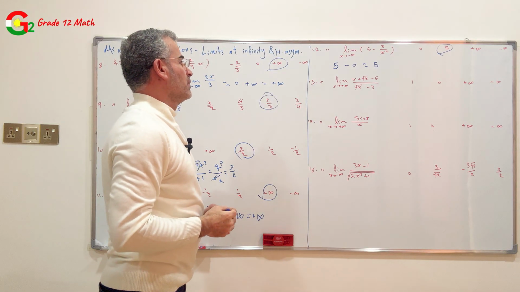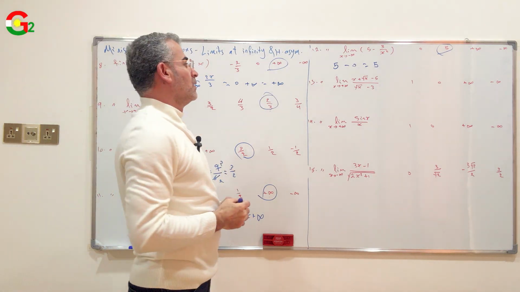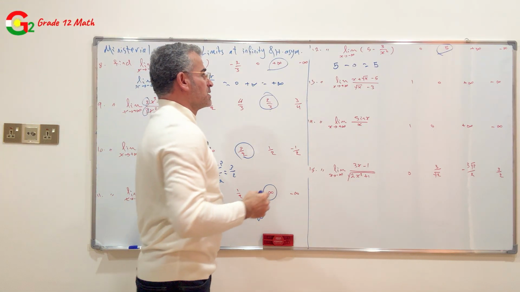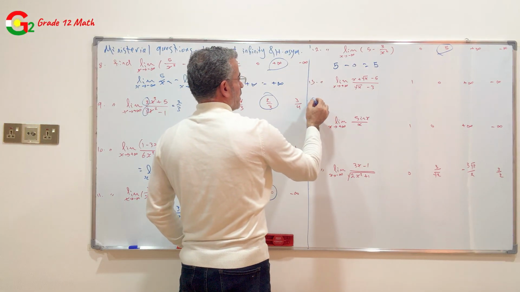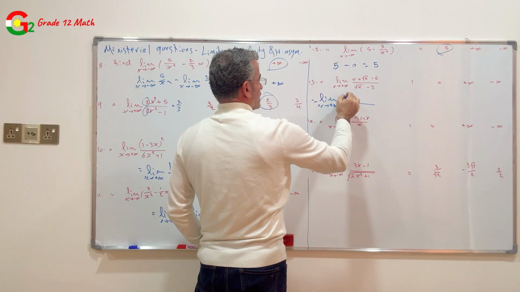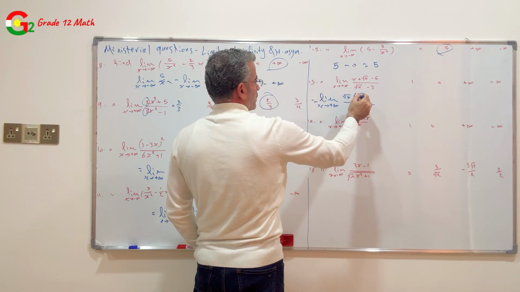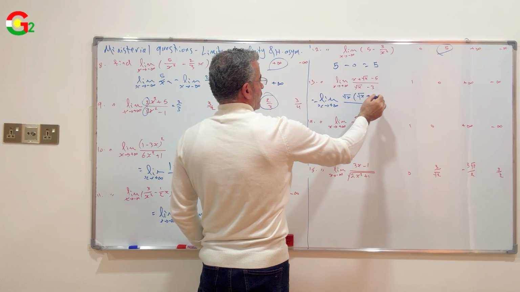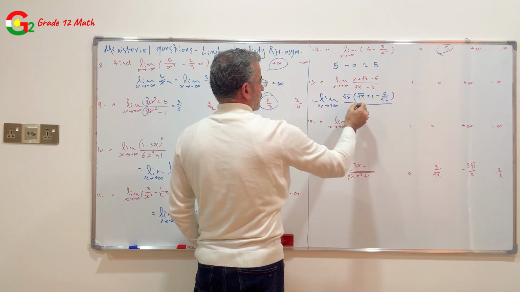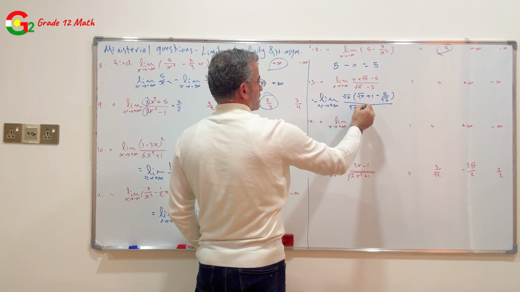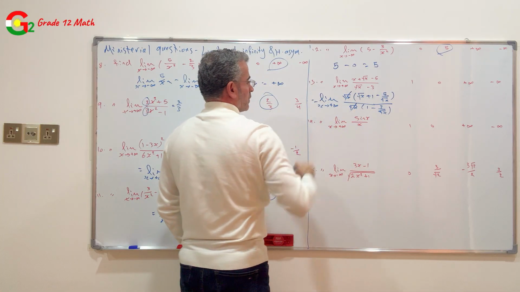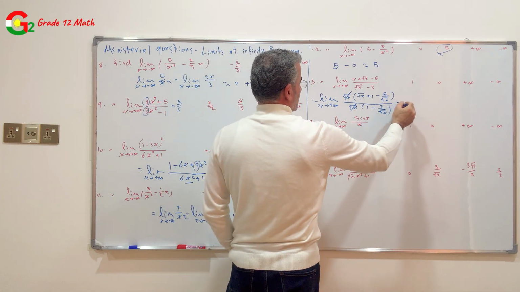Question number 13. Limit as x approaches positive infinity of x plus square root x minus 5 over square root x minus 3, equals limit as x approaches positive infinity, factorizing the numerator by square root x, square root x plus 1 minus 5 over square root x, and the denominator also factorized by square root x, 1 minus 3 over square root x. Reduce square root x with this square root x.